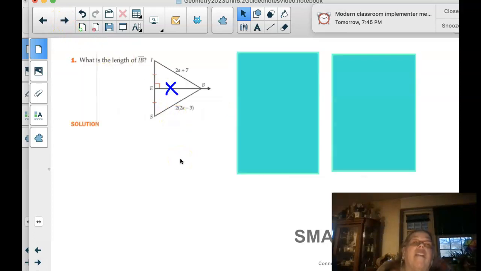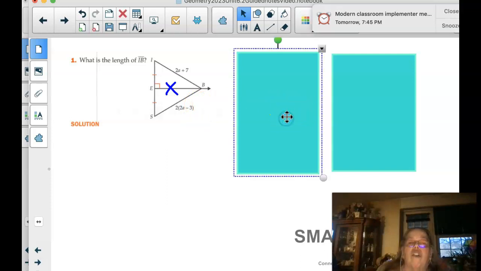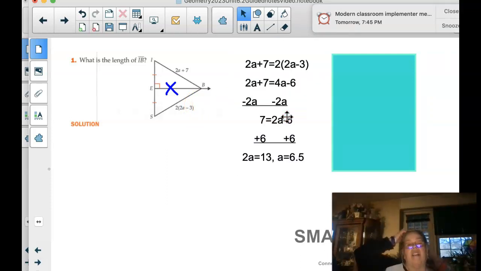All right, what is the length of IB? So what do I know? It's marked that this is perpendicular and that these guys are equal, so this is the perpendicular bisector. So I have side, included angle, side, and the triangles are congruent. Therefore this guy is going to be equal to this guy. We good with that? So let's set them equal to each other and solve.